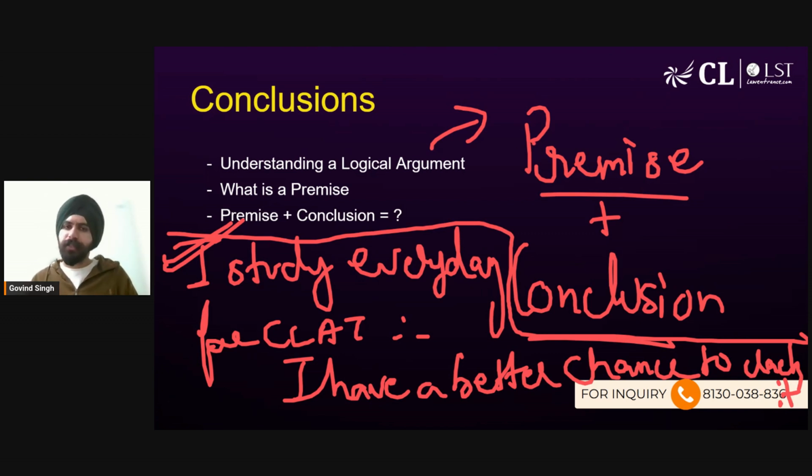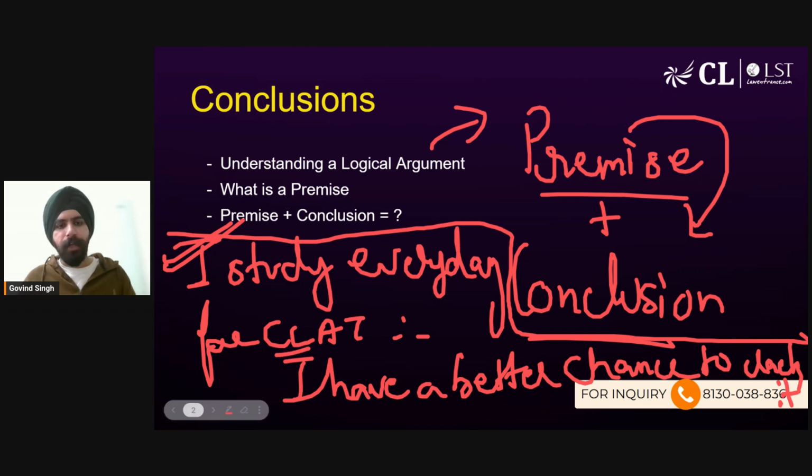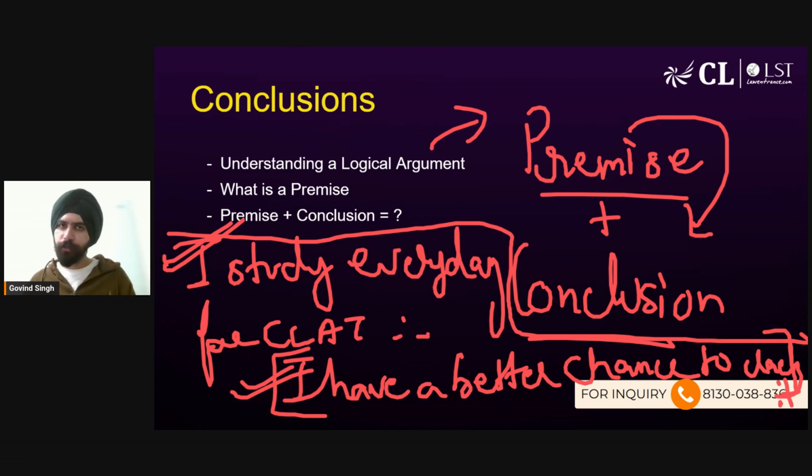Now, on the basis of this fact, we are giving another statement which is something which we are trying to establish based on that fact. That means a premise is leading us towards a conclusion, towards something which we are trying to prove. And what is that? That I have a better chance of cracking the CLAT exam. Can you say the conclusion without having the premise? No, you need to have a premise in order to have a conclusion.